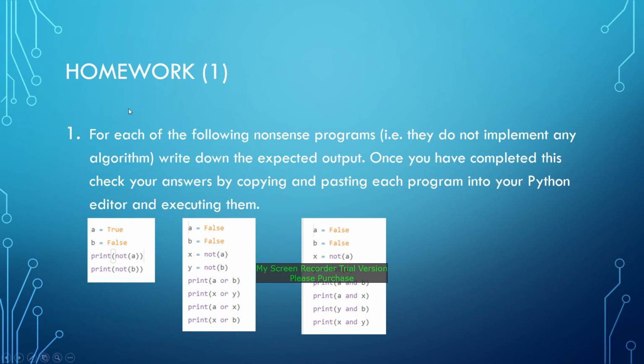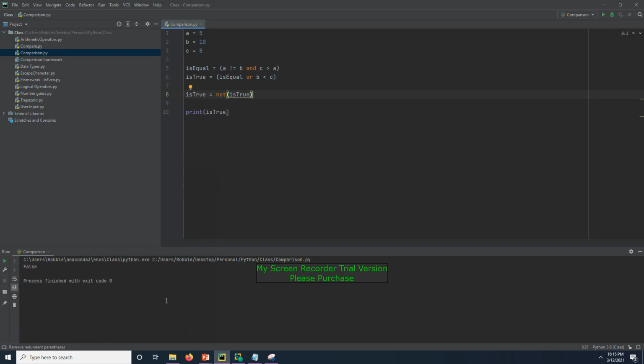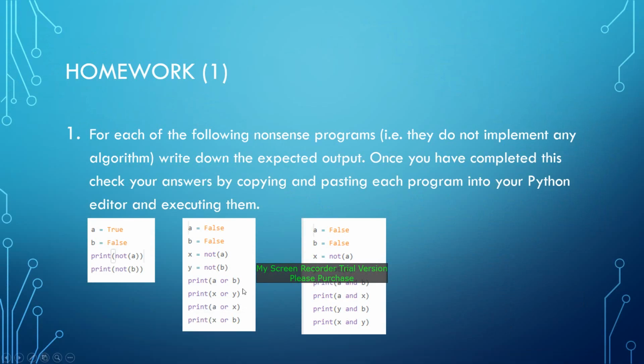Okay, so as I explained in the class, for each of the following nonsense programs, a nonsense program means this program does not really have a result. I just want you to test if you understand the not and or keywords. What I want you to do is write down the results you expect. So take a pen and a piece of paper and write down what you think the program will output in the console. So this being the console, what do you think will display here? Will it be false or will it be true? Or will it be a number? Will it be a string? What do you think will be the output?